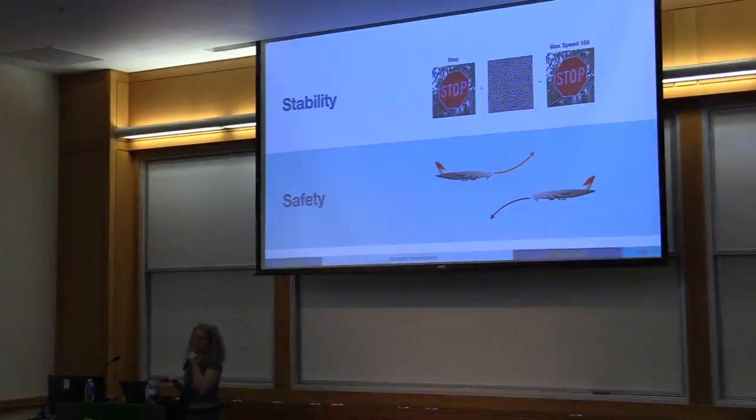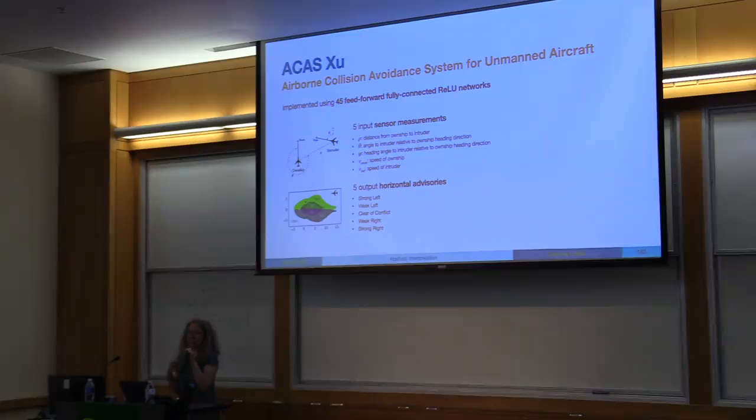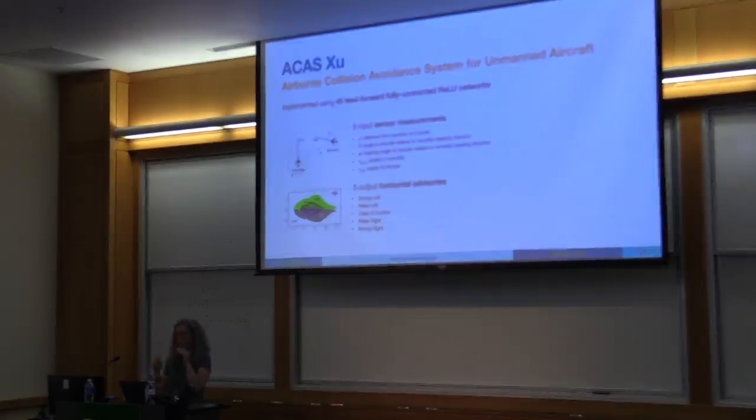Okay, now we get to the safety part. Stability was one instance of a safety property, now we look at general safety properties. As a typical use case, we can consider the ACAS XU dataset. It is a system for collision avoidance of drones, effectively. The actual system is implemented as a gigantic lookup table that takes up several gigabytes of memory.